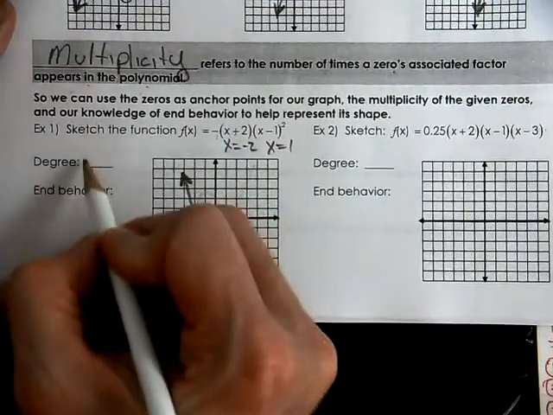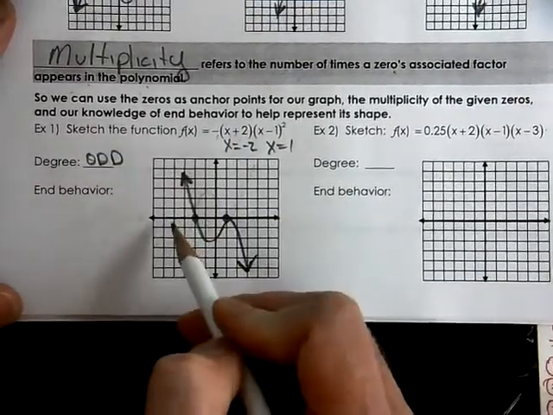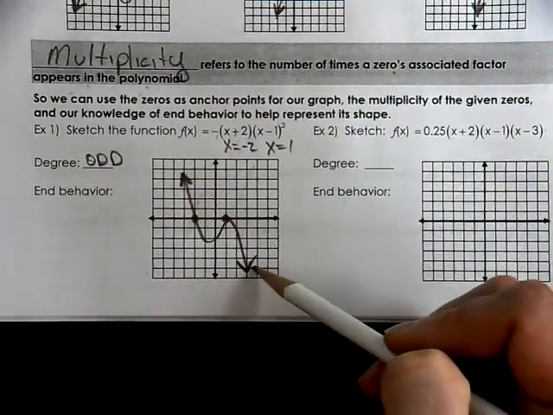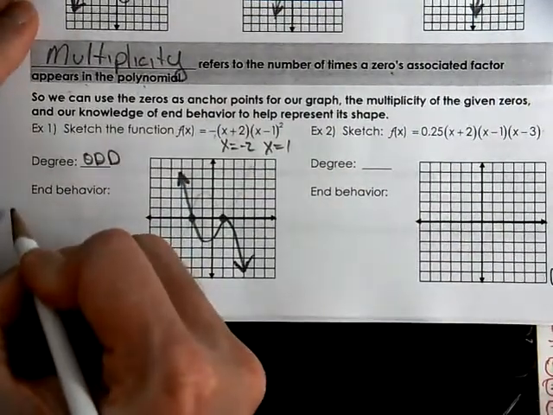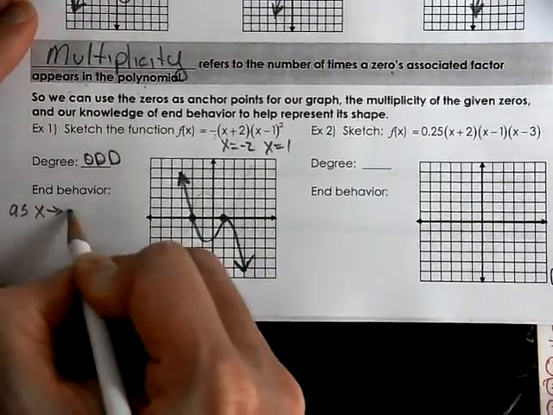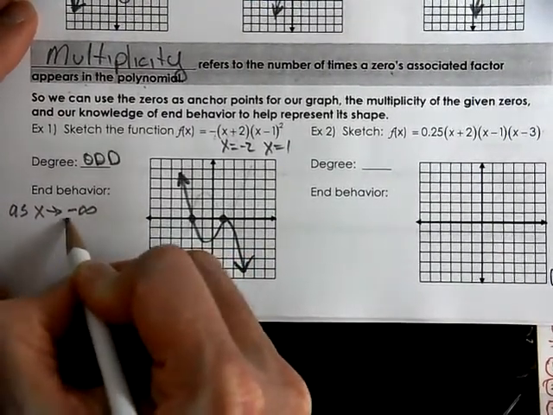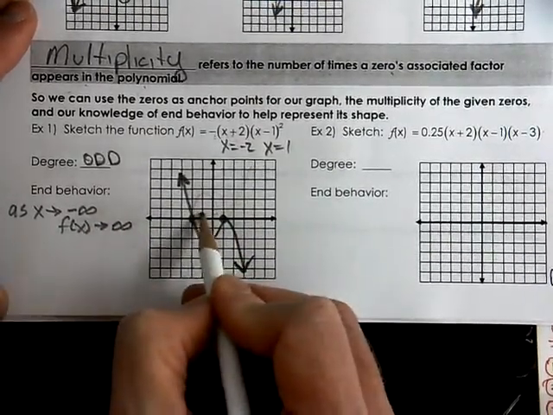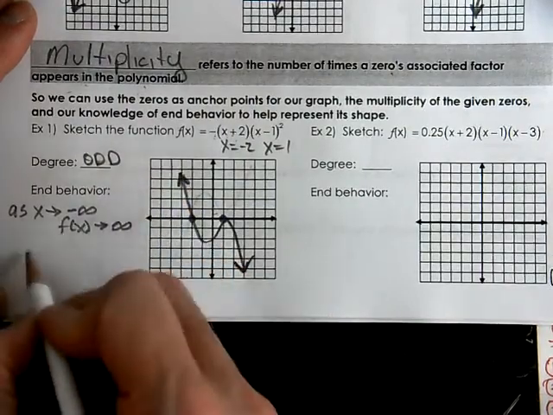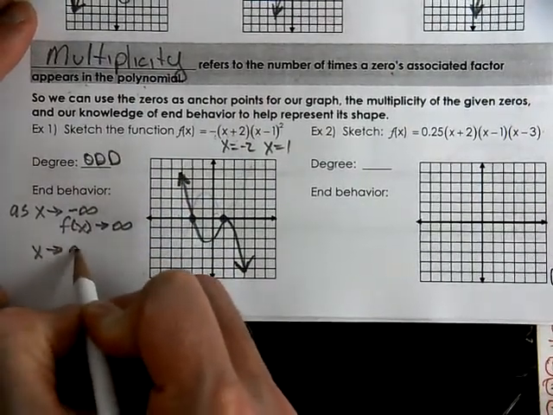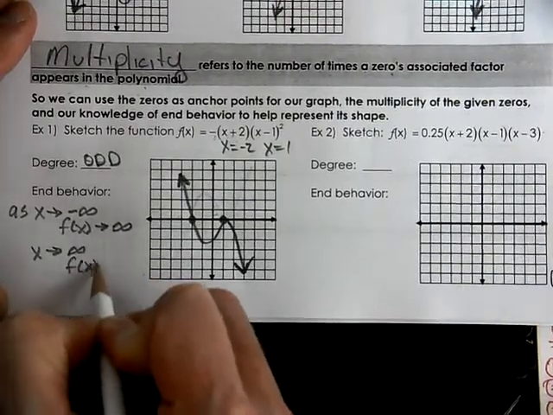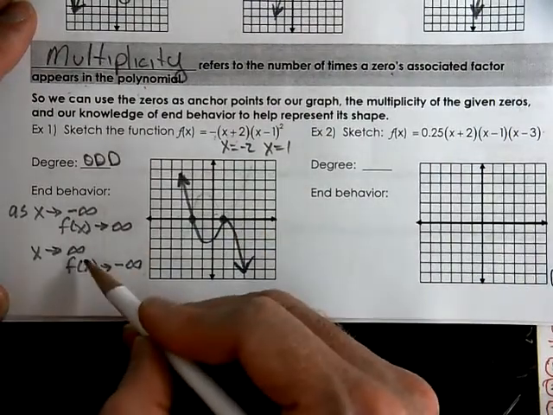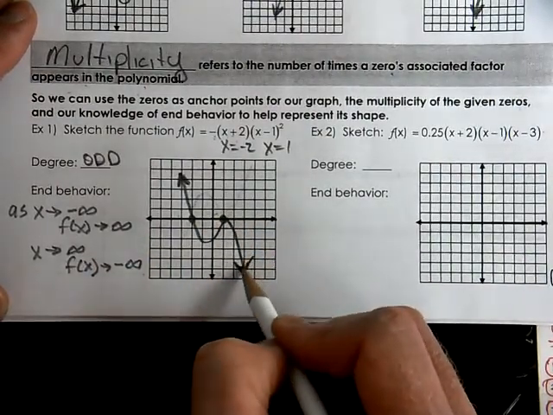The degree here would be odd. Yes, we know it's 3, but the key term is that it's odd. That means the odd degree is going to be going in opposite directions. The end behavior, as x approaches negative infinity, the function is going up. As we move to the left, the function is going up. As x approaches positive infinity, the function approaches negative infinity. As we move to the right, positive infinity, the graph begins to go down.